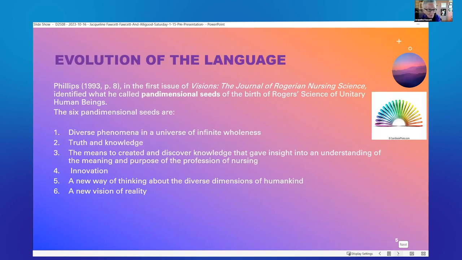So, John Phillips, in the first issue of Visions, identified what he called pan-dimensional seeds of the birth of Rogers' science of unitary human beings. Those seeds are diverse phenomena in a universe of infinite wholeness, truth and knowledge, the means to create and discover knowledge that gave insight into an understanding of the meaning and purpose of the profession of nursing, innovation, a new way of thinking about the diverse dimensions of humankind, and a new vision of reality. And I think all of those things we've seen in the presentations today and at other conferences.